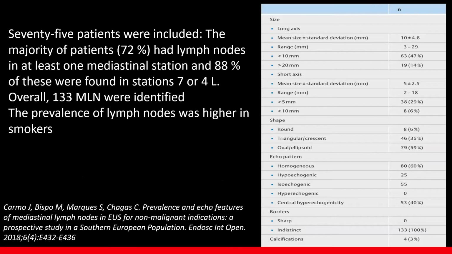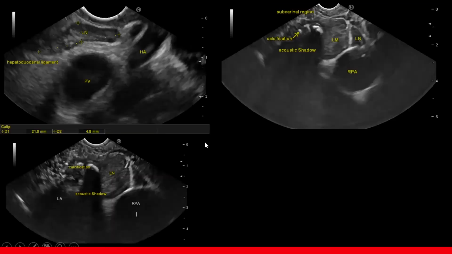Now this is an important study showing that in normal subjects, when EUS was performed for non-mediastinal indication, 75 patients, that comes to 72%, have lymph nodes. Most common location was station 7 or 4L, and it was more common in smokers.